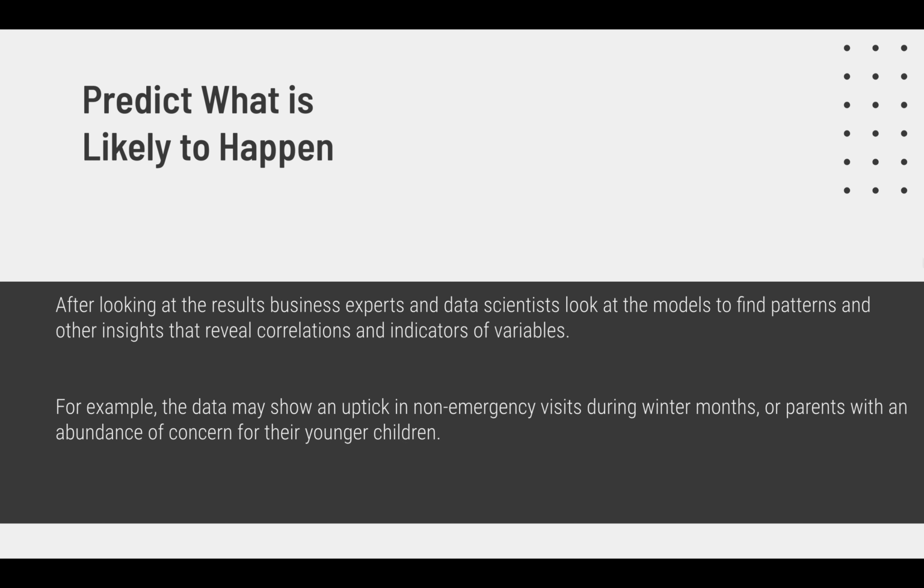Next, predict what is likely to happen. After looking at the results, business experts and data scientists look at the models to find patterns and other insights that reveal correlations and indicated variables. For example, the data may show an uptick in non-emergency visits during winter months or parents with an abundance of concern for their young children.